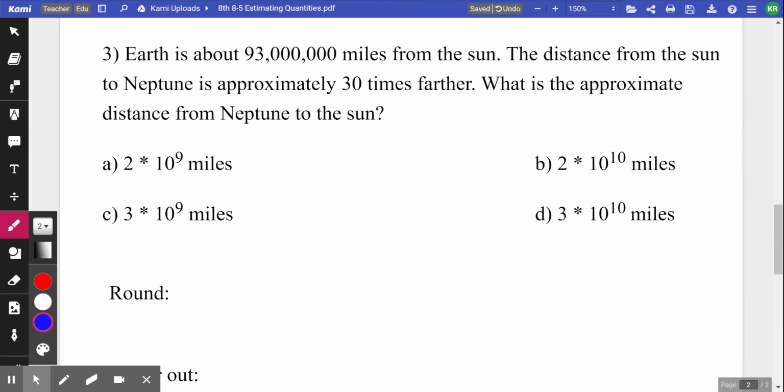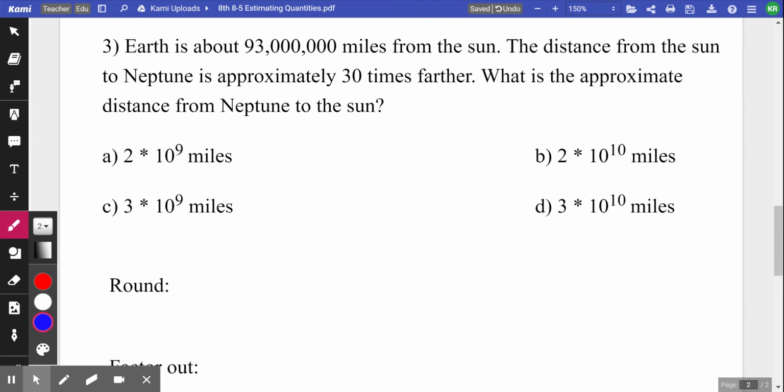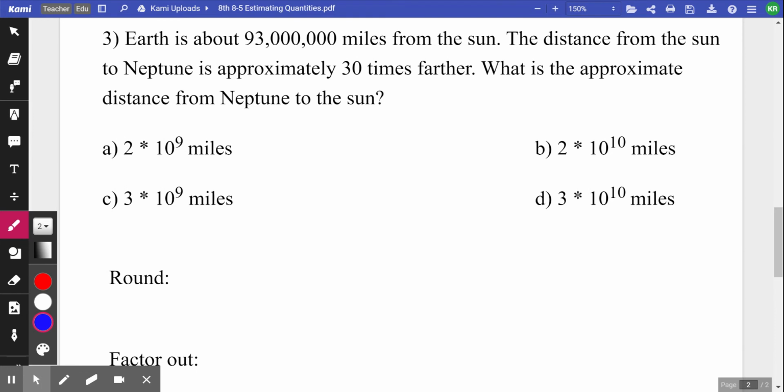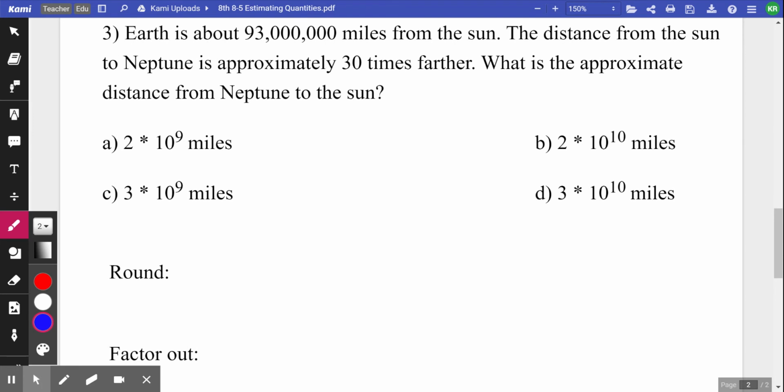All right, so finally our third problem: Earth is about 93 million miles from the sun. The distance from the sun to Neptune is approximately 30 times farther. What is the approximate distance from Neptune to the sun? All right, so first of all, we're going to round to the nearest, just the front end estimation, right? So 93 million. So we're going to round that to 90 million.